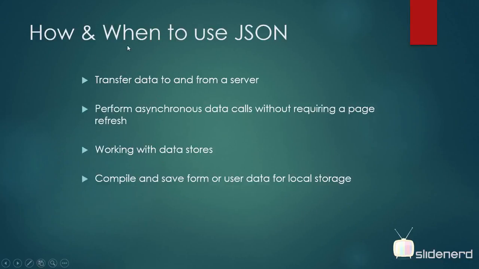Let's take a look at how and when we can use JSON. First point is obvious, we use it for data transfer between the server and our app. Second point, where we have said that we can perform asynchronous calls to the data without requiring a page refresh, comes into effect when we talk about the sync adapter in Android, where we update our local SQLite and remote MySQL database simultaneously using JSON. And the third part is about data stores, where we can save data and load data. And of course, we can store and load data locally in our local storage.